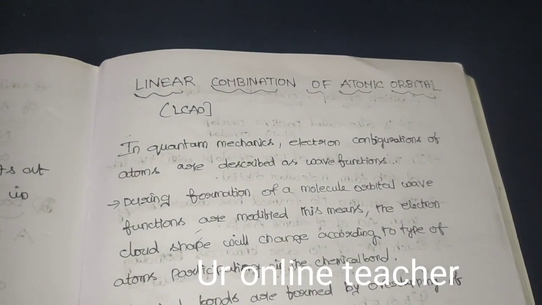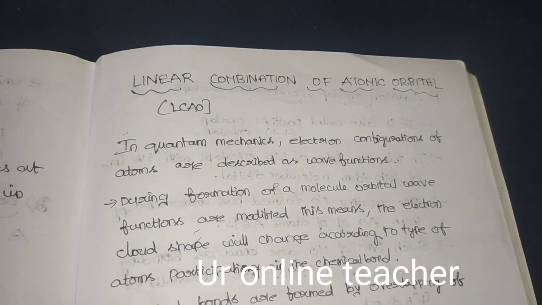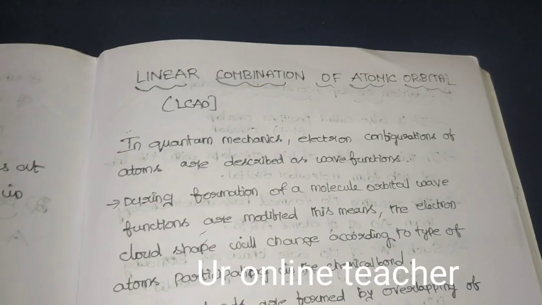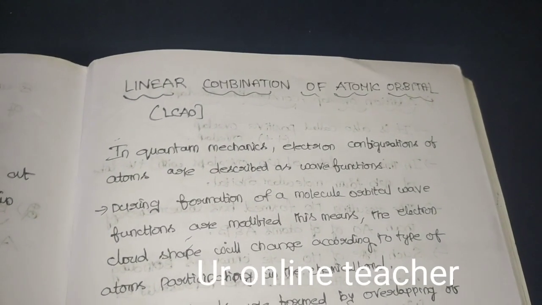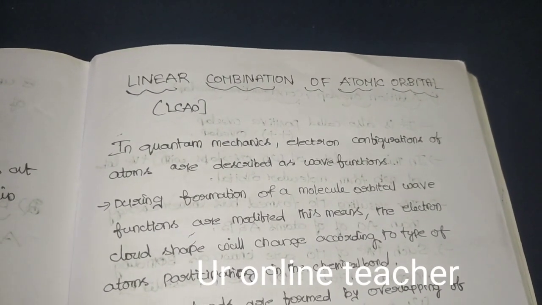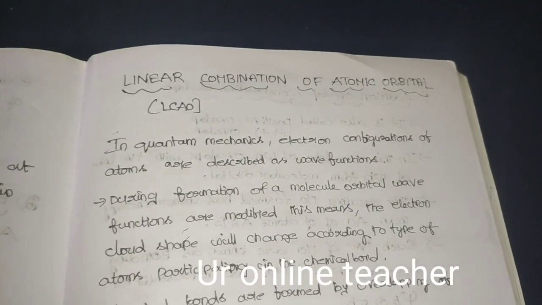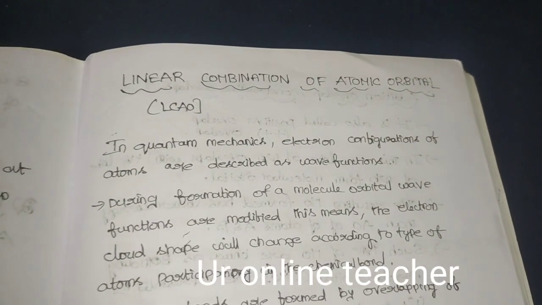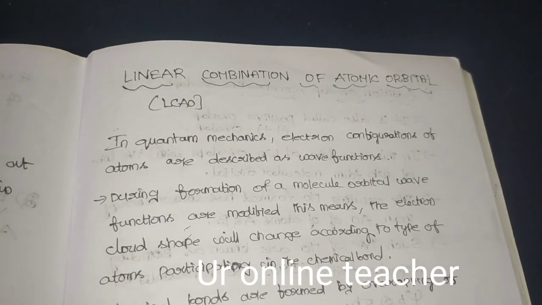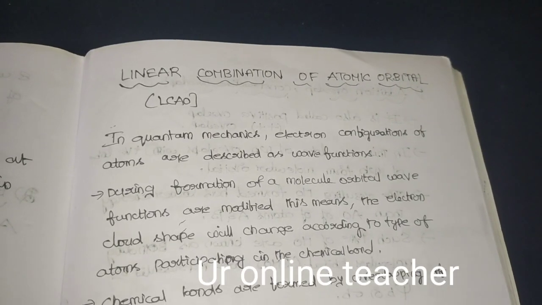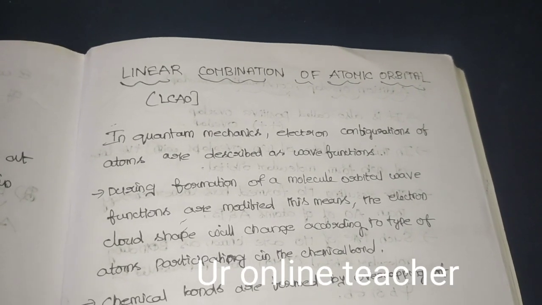Hi students, today I am going to explain the linear combination of atomic orbitals. We know what atomic orbitals are. In an atom, the electrons revolve around in shells, which are called orbitals. So when these atomic orbitals combine together linearly, molecular orbitals are formed.